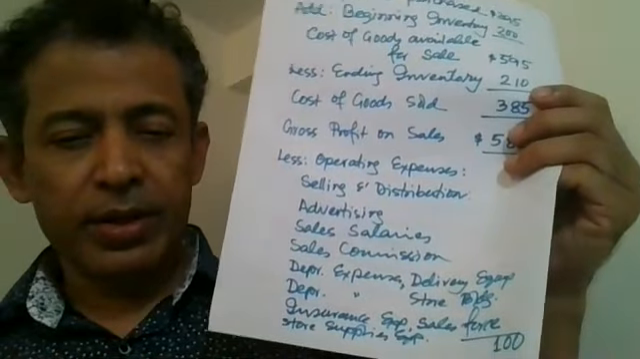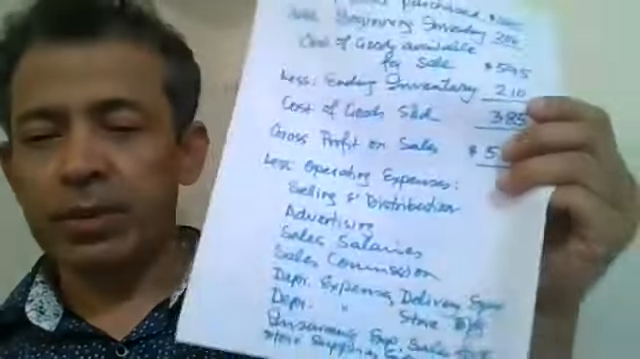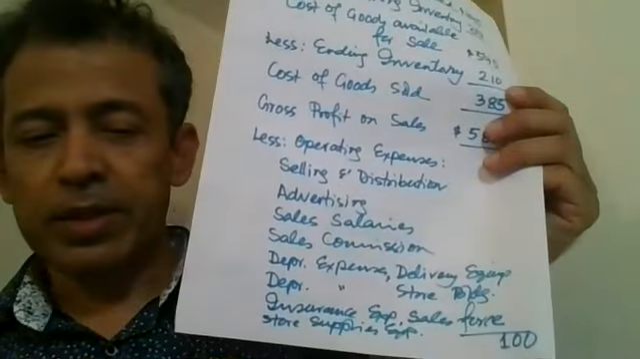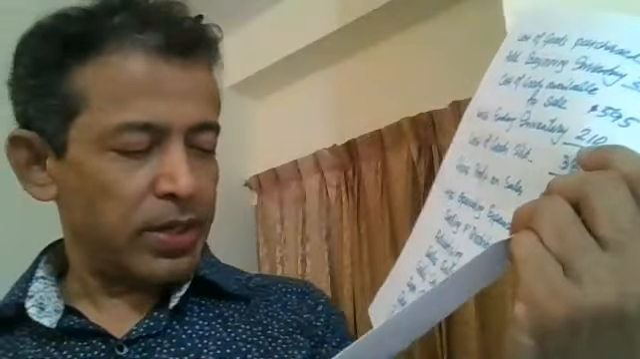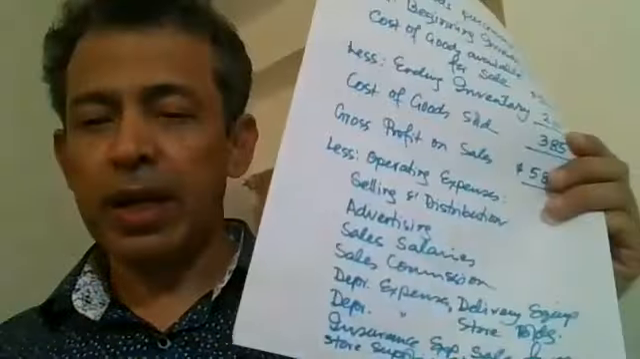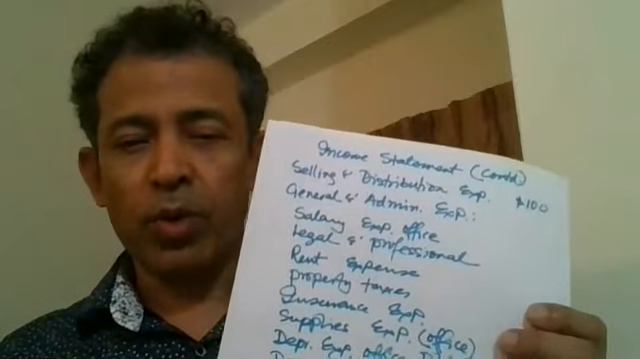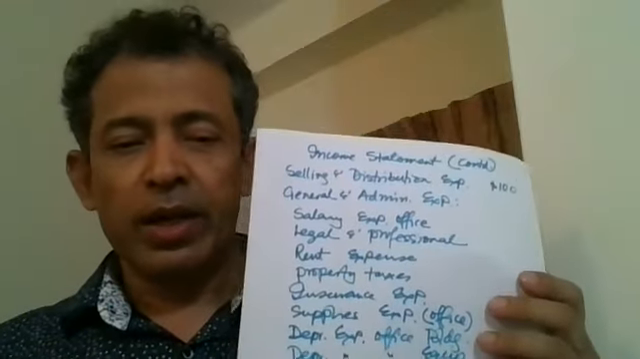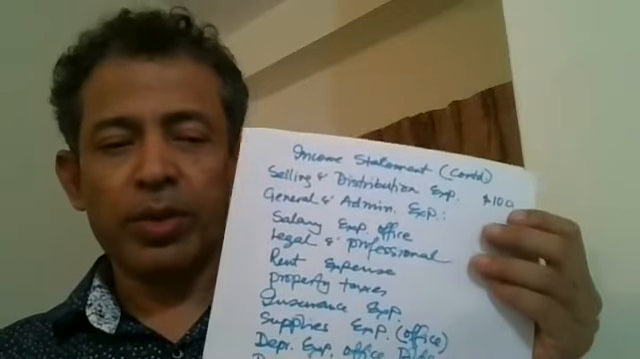So what I have here are advertising, sales salaries, sales commission, depreciation expense of delivery equipment, depreciation expense of store building, then insurance expense of sales force and store supplies, etc. And you can also have miscellaneous selling and distribution expenses. All right, so the idea is to accumulate all selling expenses. And in our case, we had selling and distribution total of say $100. I didn't put specific dollars for individual items, so I assumed all of it together is $100.